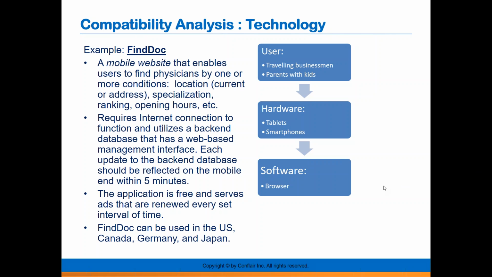It's a mobile website that enables users to find physicians, doctors by one or more conditions, one or more criteria. Location, for example, find doctors in 5 miles around me. I broke my leg, I want to crawl there. Right? Specialization. My kids drove me nuts, I need a psychiatrist right now. Ranking, I want a good psychiatrist. Right? Opening hours, I want somebody open now, and so on.